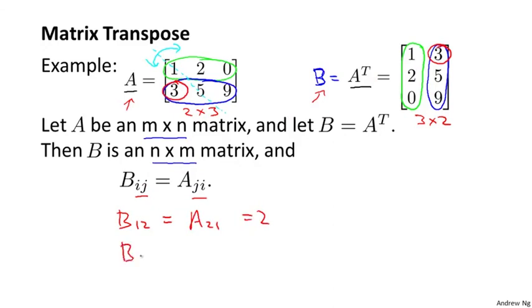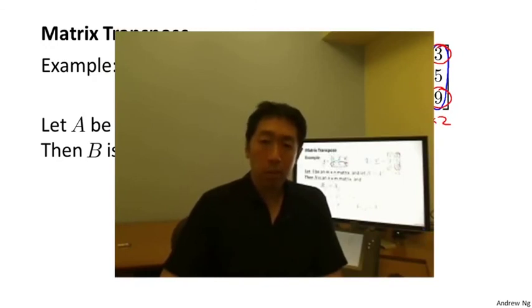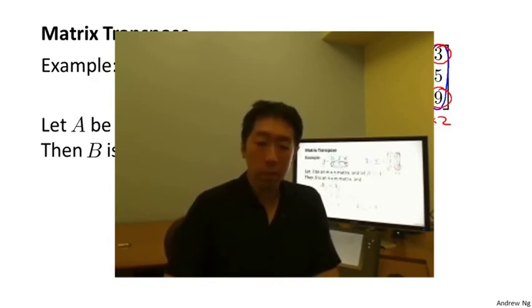And as another example, B32, right? That's B32, this element 9. And that's equal to A23, which is this element up here, 9. And so that wraps up the definition of what it means to take the transpose of a matrix. And in fact, that concludes our linear algebra review. So by now, hopefully you know how to add and subtract matrices as well as multiply them, and you also know the definitions of the inverses and transposes of a matrix. And these are the main operations you need in linear algebra for this course.